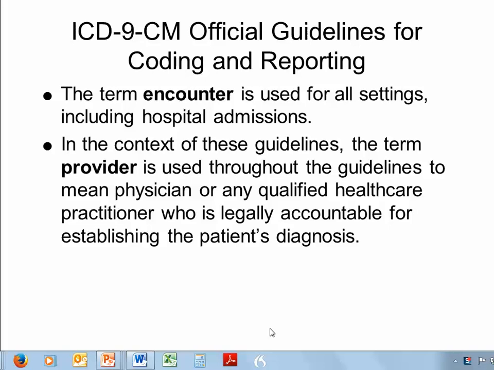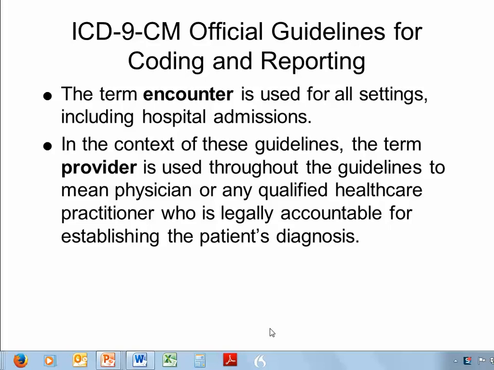Okay, let's tackle guidelines, folks. First of all, you need to know a couple of terms. The term encounter is used for any type of hospital or healthcare encounters or contact. So it's used for everything from hospital admissions to physical therapy home visits. Those are encounters. All right.